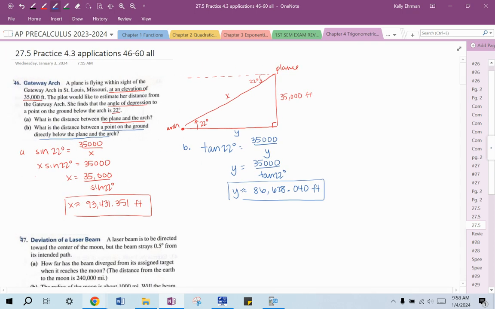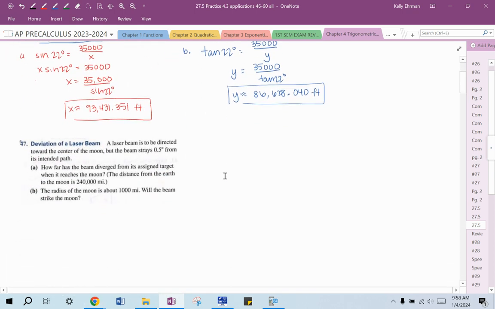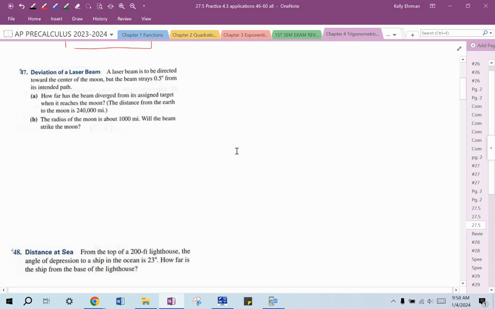Okay, next question. A laser beam is to be directed toward the center of the moon, but the beam strays 0.5 degrees from its intended path. So let's draw that first. So we have the moon, center of the moon, the beam. I assume we're talking about some laser beam from Earth. So here we go, Earth.